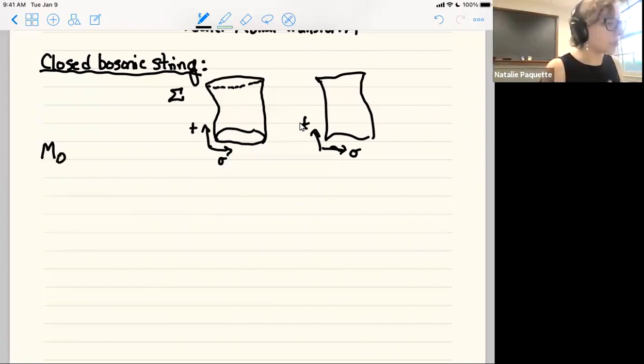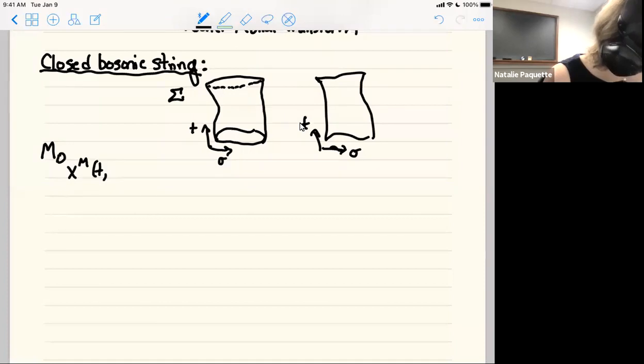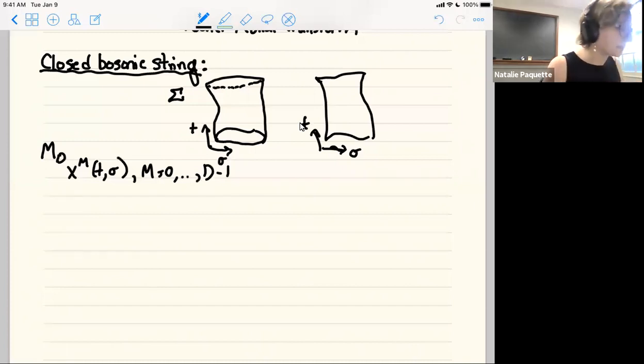And so we're going to parameterize the configuration of the string in our background Minkowski space by some real valued functions x^m of t and sigma, where m is an index spanning our d dimensions. And these are, I'll call them embedding scalars because they give an embedding of sigma into our target space, M of d.